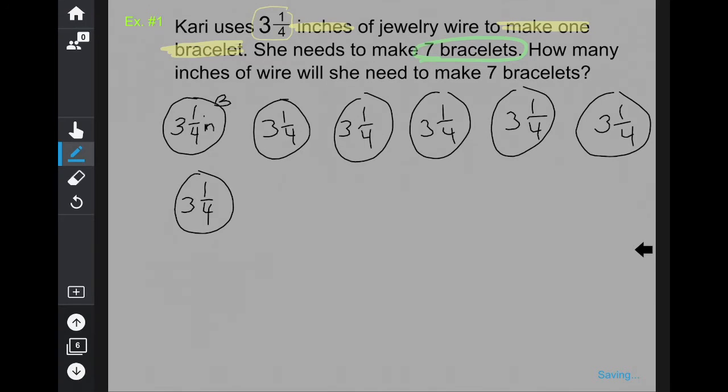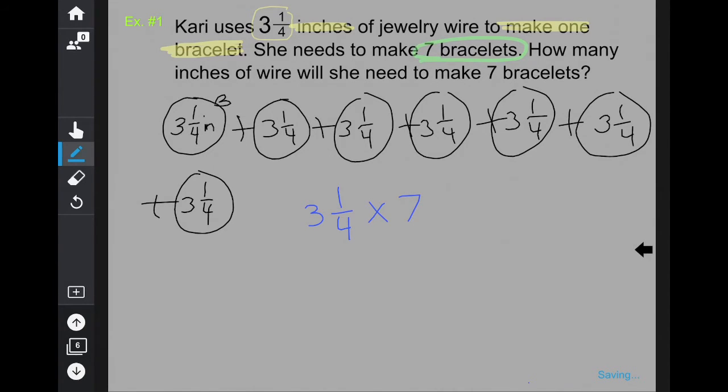In 6th grade, your teacher may have told you that multiplication is just repeated addition. But if we were to use addition, we would have to add 3 1/4 7 times. So we'd have to add all of these together, and that would take us a really long time. So to save us some time, it's easier if we just use multiplication. So I'm going to write out an equation. I have 3 1/4 for one bracelet, but she says she needs to use 7. So I'm going to multiply by 7.